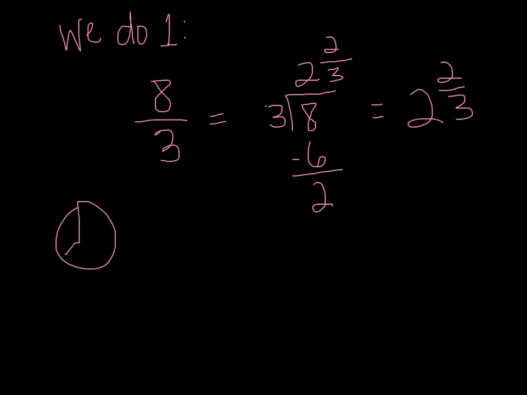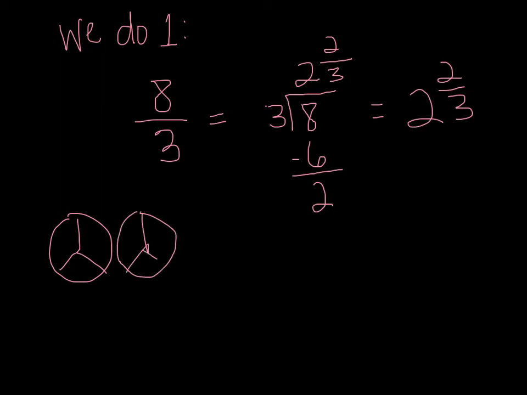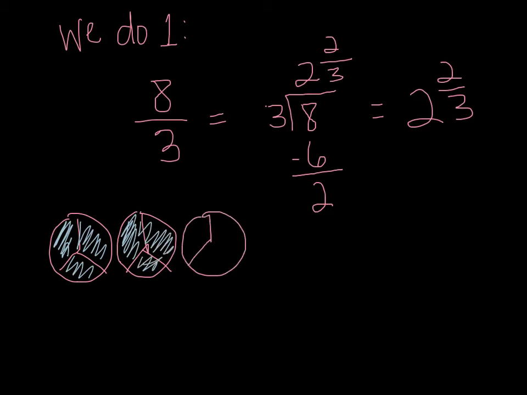You want to see for sure? Well, I've got, oh gosh, that's a terrible pizza. Let me try that again. We've got a pizza cut into 3 equal pieces, and I'm going to eat 8 of them. 1, 2, 3, oh, I need another one, 4, 5, 6, 7, 8. And that's 8/3. Over here I've got 2 2/3.